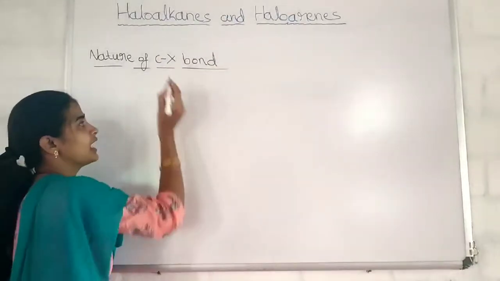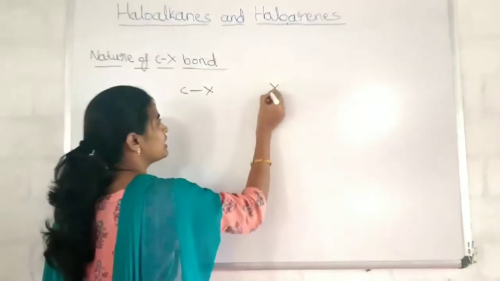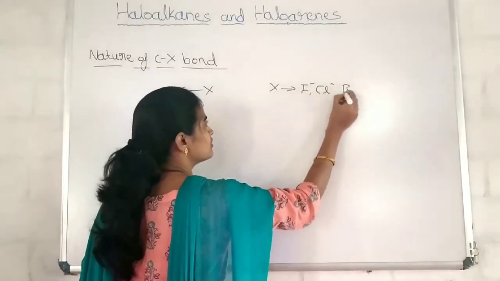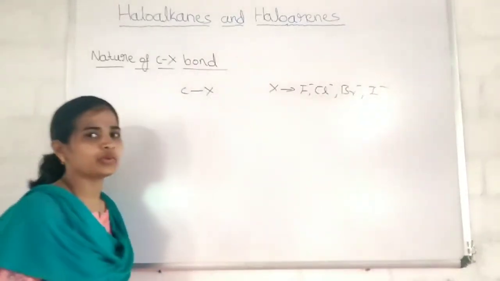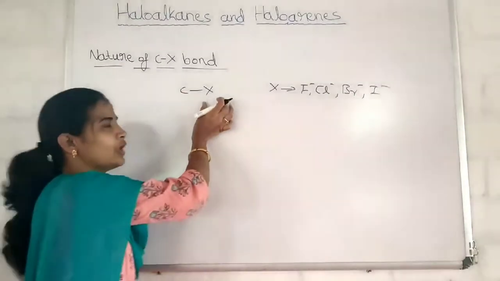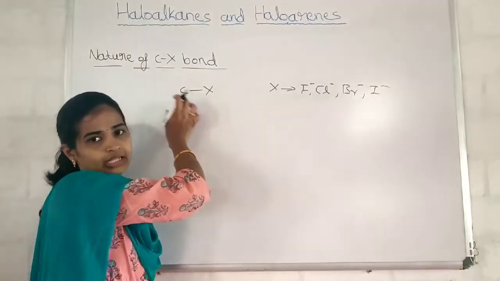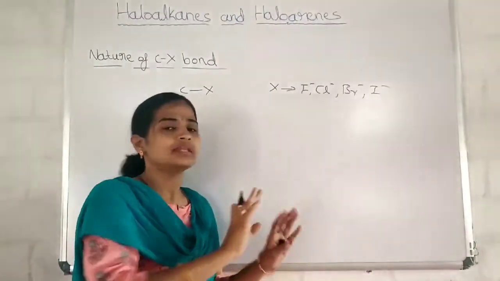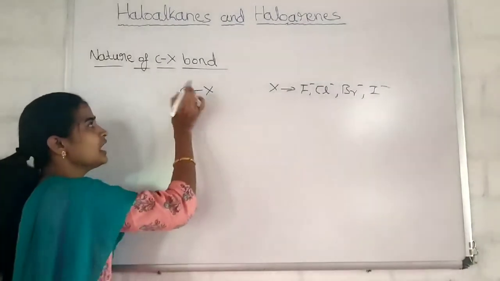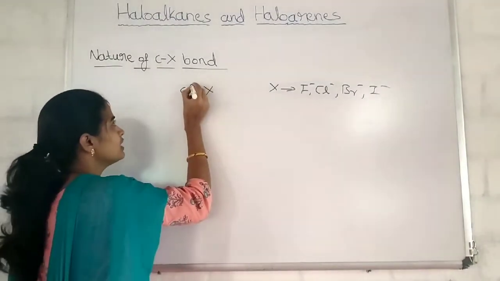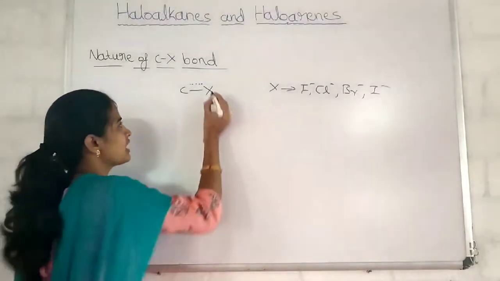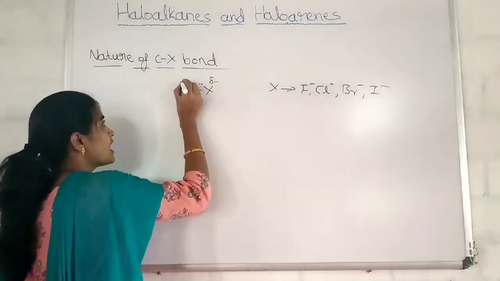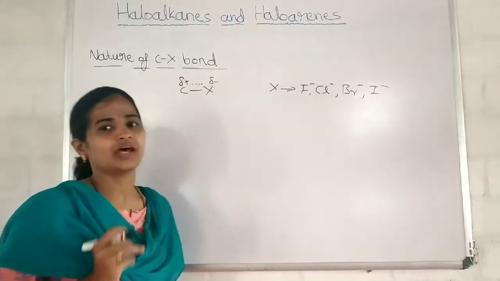Carbon, X means halogen, where X may be fluoride, chloride, bromide, or iodide. We all know that the halogen atom is more electronegative than the carbon atom. Because of the more electronegativity of the halogen atom, partial polarity arises between the carbon and halogen atom. Therefore, partial charge separation arises. Hence, the halogen atom gets a partially negative charge and the carbon atom gets a partially positive charge.